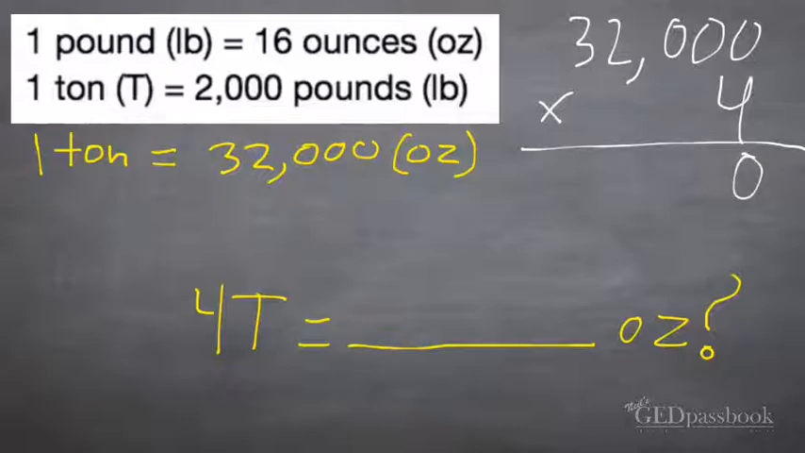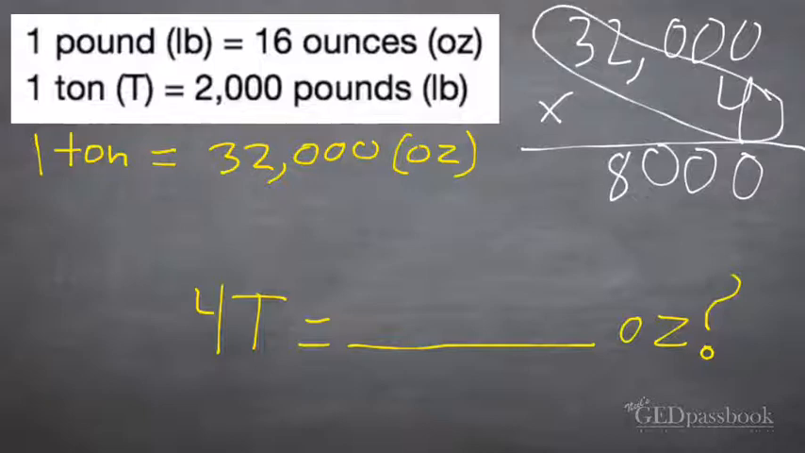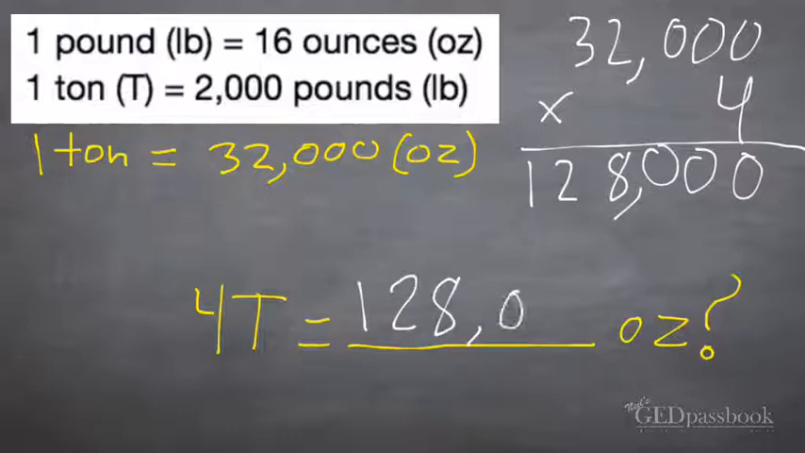Well, 4 times 0 is 0. 4 times 2 is 8. 4 times 3? 128,000 ounces in 4 tons. That's a lot.